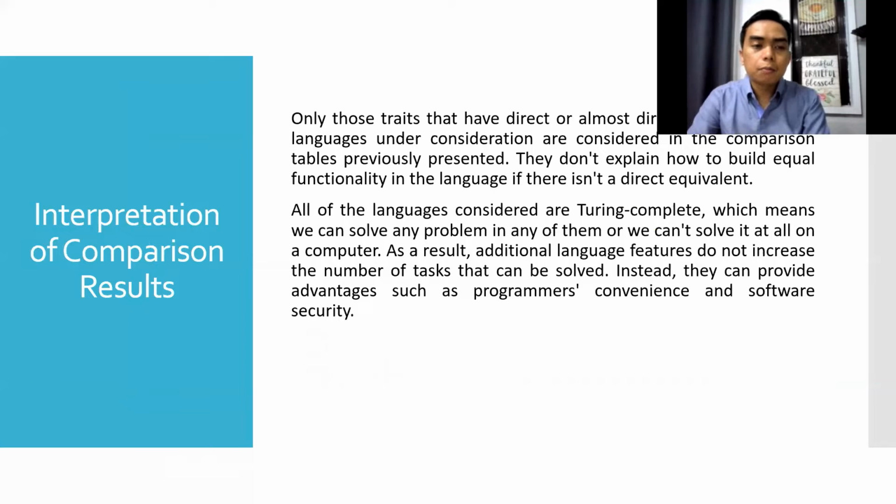Let's now interpret the comparison results. Only those traits that have a direct or almost direct analogue in the language under consideration are included in the comparison tables previously presented. They don't explain how to build equal functionality in the language if there isn't a direct equivalent. To avoid misunderstanding, it is vital to define what the lack of support entails from a practical standpoint. This isn't to say that the language can't be used to address the problem.